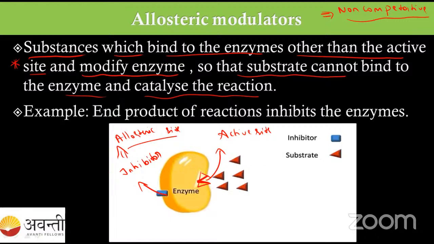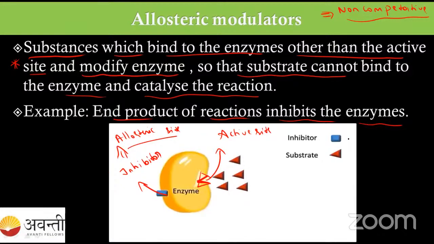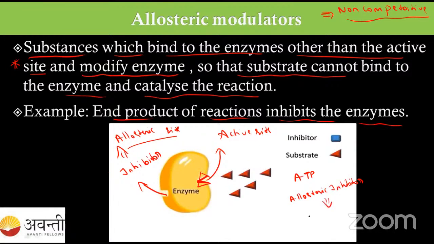Here the end product of the reaction inhibits the enzyme. In some reactions, like glycolysis, what is the end product of the reaction? ATP and pyruvate, right? So whenever ATP is plentiful, glycolysis is not going to happen, because ATP acts as the allosteric inhibitor for any of the enzymes in glycolysis.